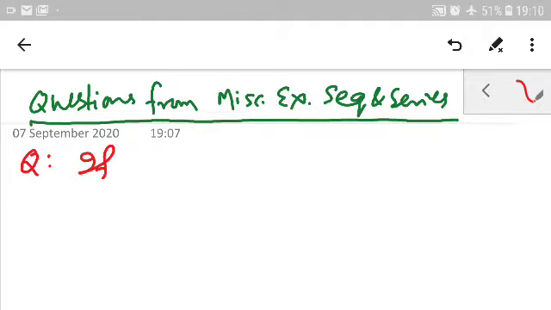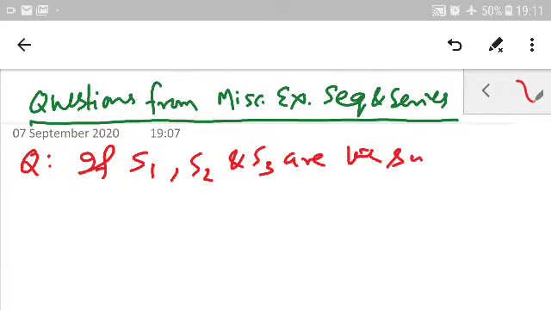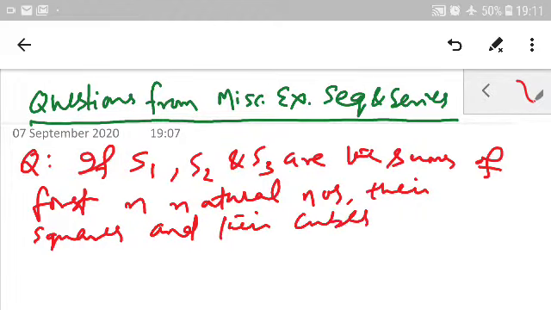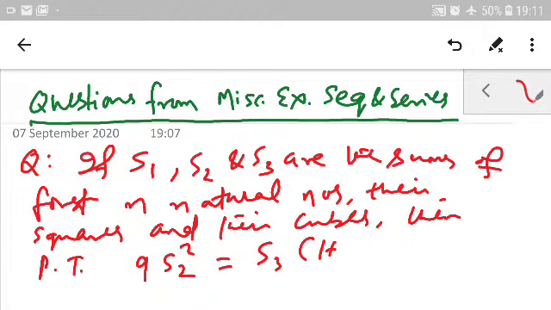Of NCERT, that is from the chapter Sequence and Series. The first question is: if S1, S2 and S3 are the sums of first n natural numbers, their squares and their cubes, then prove that 9 times S2 square is equal to S3 whole into 1 plus 8 times S1. Okay, so let us try it.